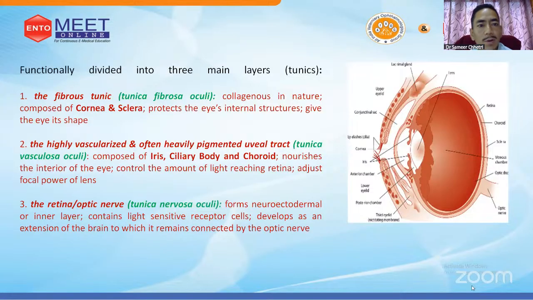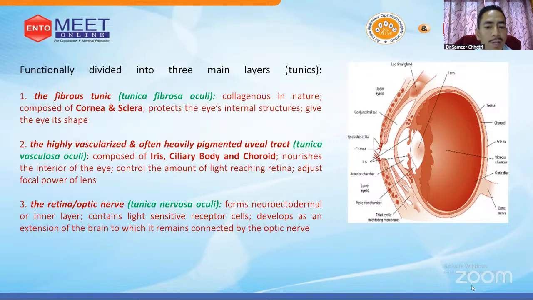So now, talking about the different portions of the eye, we can divide it into three main layers, as I said earlier. The first one is the fibrous tunic, which holds the cornea and sclera. These are collagenous in nature, and it protects the eye's internal structure, giving the eye its shape. The second one is the highly vascularized and often heavily pigmented uveal tract, also known as tunica vasculosa oculi. It's composed of iris, ciliary body, and choroid.